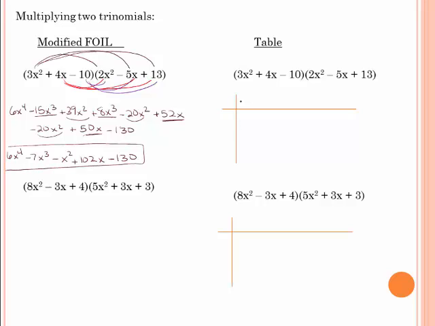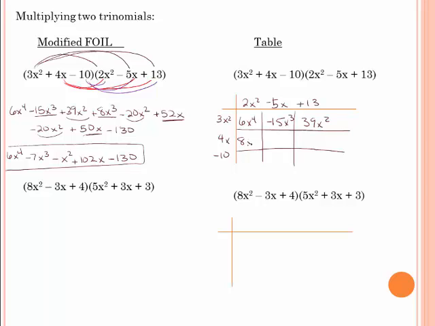With the table, it's the same process. No matter what size polynomial you have, you just end up with more rows and columns. So 6x to the fourth, negative 15x to the third, 39x squared, 8x to the third, negative 20x squared, 52x, negative 20x squared, 50x, and negative 130.